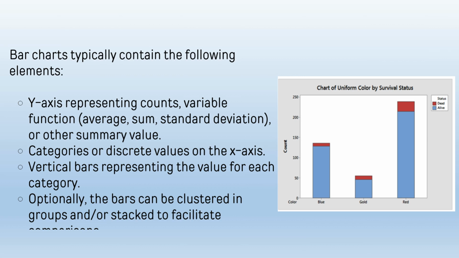A bar chart contains the following elements. The y-axis represents the counts or variable functions. The x-axis represents the categories or discrete values. Vertical bars represent the value or count for each category. The bars can be clustered in groups or stacked to facilitate the comparison.